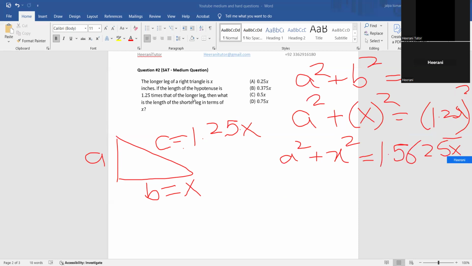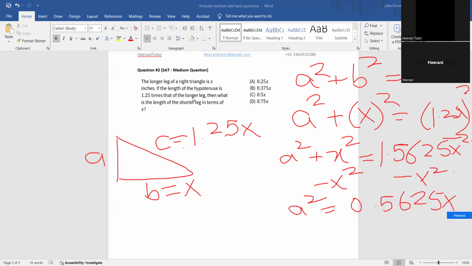1.5625 X squared. Now you subtract X squared on each side. We will be getting A squared is equal to 0.5625 X squared. Now one of my students just left the answer over here and she was confused because she couldn't see any of the answer in the options. Then she realized her mistake, that they are not asking about A squared. They are asking about A.